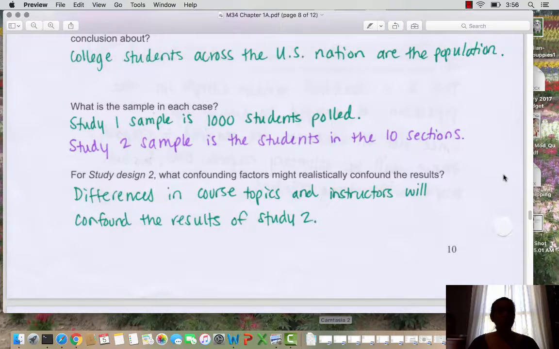So one of those is different course topics. They just said typical college courses, but there could be a big difference between a math course structure and an English course structure or any other topics. And then the instructors are going to confound the results of study 2. Since you don't have all the same instructors or at the same school, you've got people all around the country, you're going to have confounding factors due to the different styles of the instructors and the different actual instructors and student responses to them.